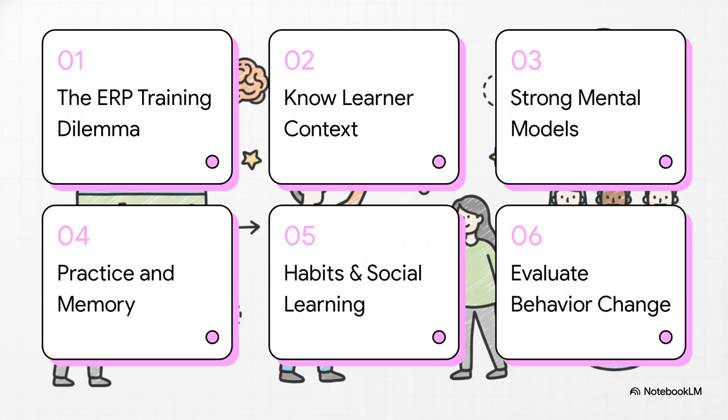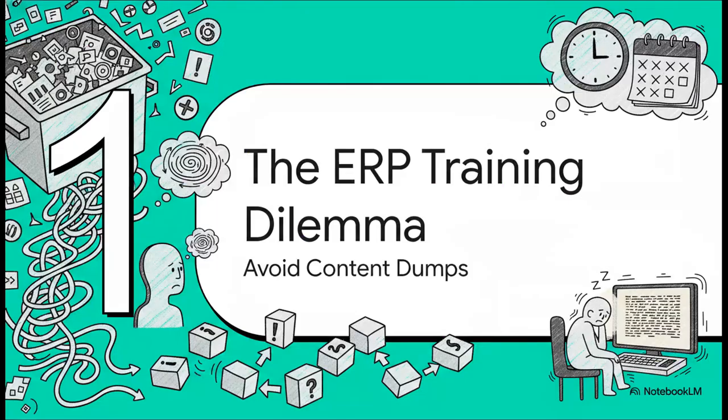To get us there, we'll walk through a quick journey. The ERP training dilemma, knowing your learner context, building strong mental models, authentic practice and memory, habits and social learning, and finally, evaluating real behavior change. Let's get to it. Part 1, the ERP training dilemma, moving away from the content dump.